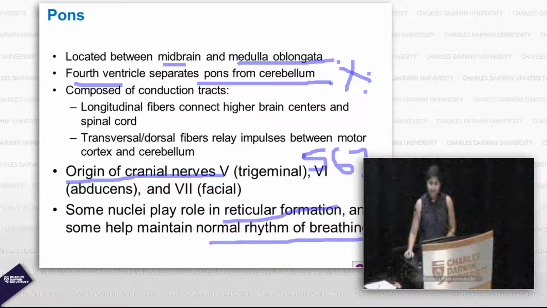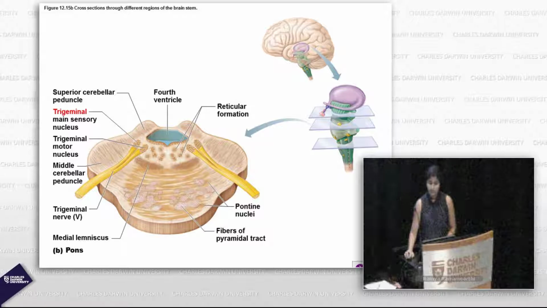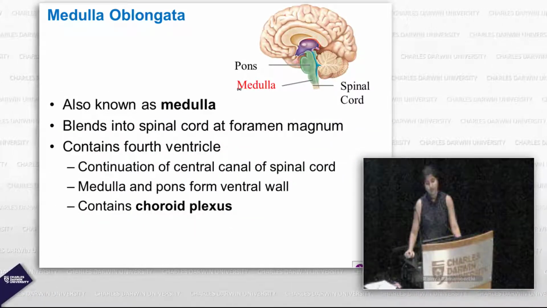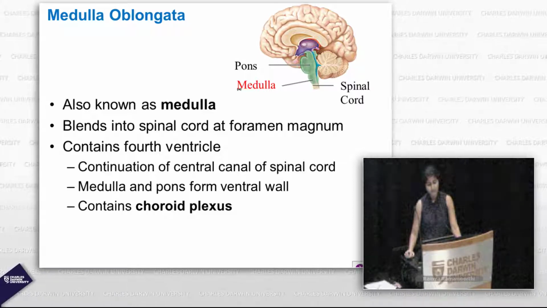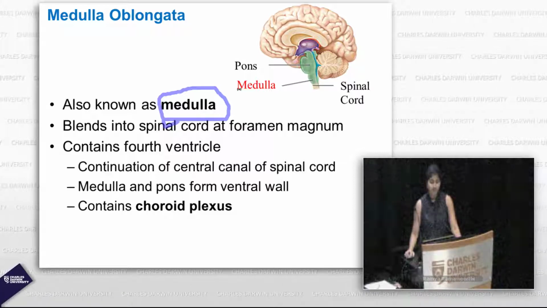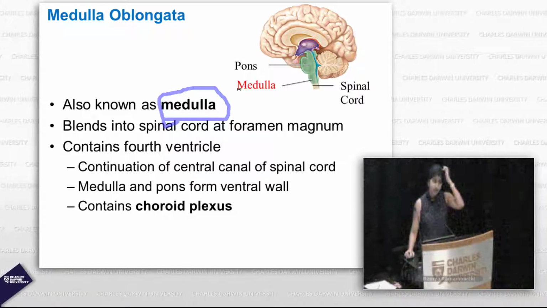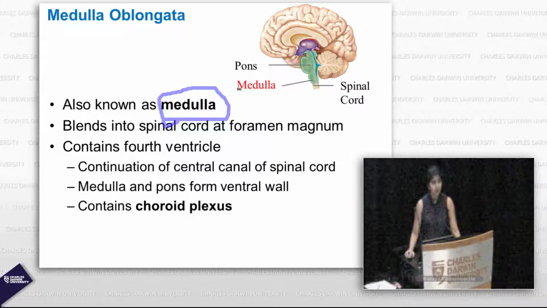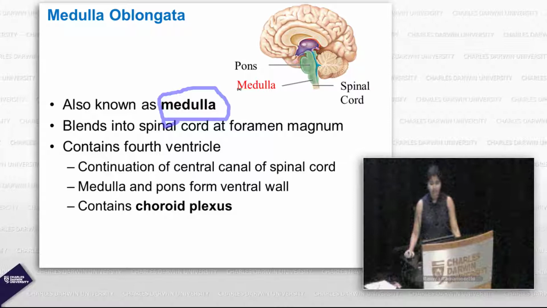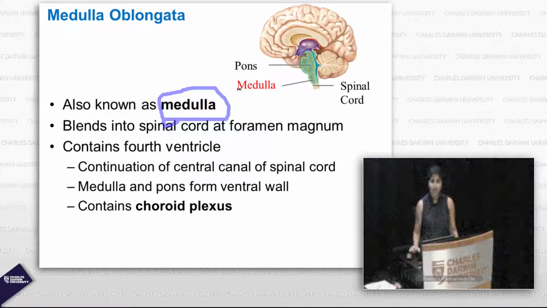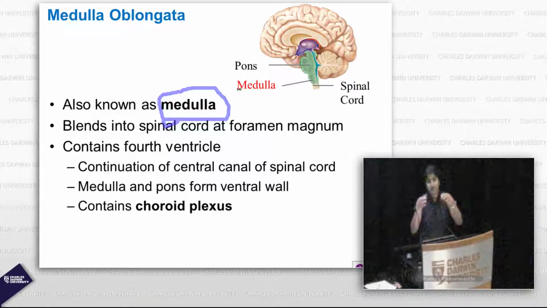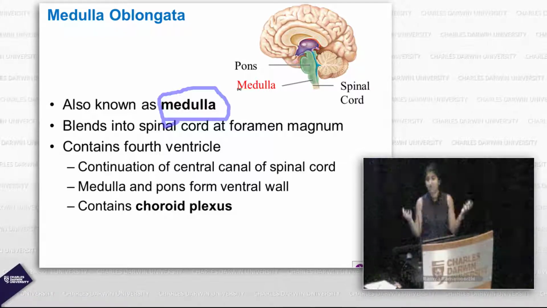So the next one is medulla oblongata. Medulla oblongata is also known as medulla. It's a very, very important structure. Again, it's got lots of control centers. It's very hard for anyone to survive without medulla oblongata. If medulla oblongata is damaged, then life cannot progress, mainly because it connects to the spinal cord. If that's lost, the connection to the spinal cord is lost, so none of your spinal nerves are going to emerge out from the spinal cord.